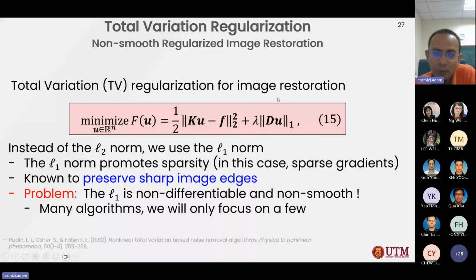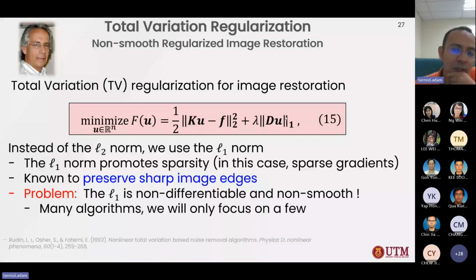The total variation model is equation 15 over here. The only difference is that we substitute the L2 norm from the Tikhonov regularization with the L1 norm. As you can see, it still has this L1 penalization on the discrete gradient of the image. That is the only difference. However, even with this simple difference, the problem is that the L1 norm is non-smooth and non-differentiable.